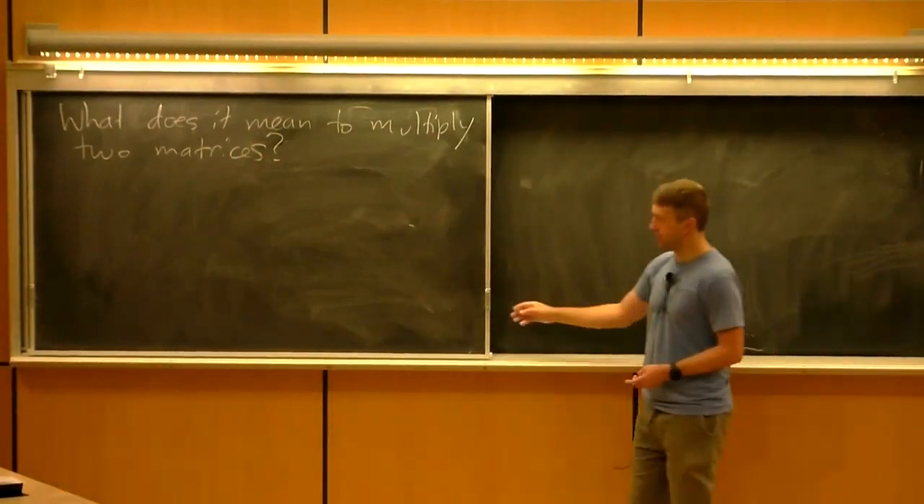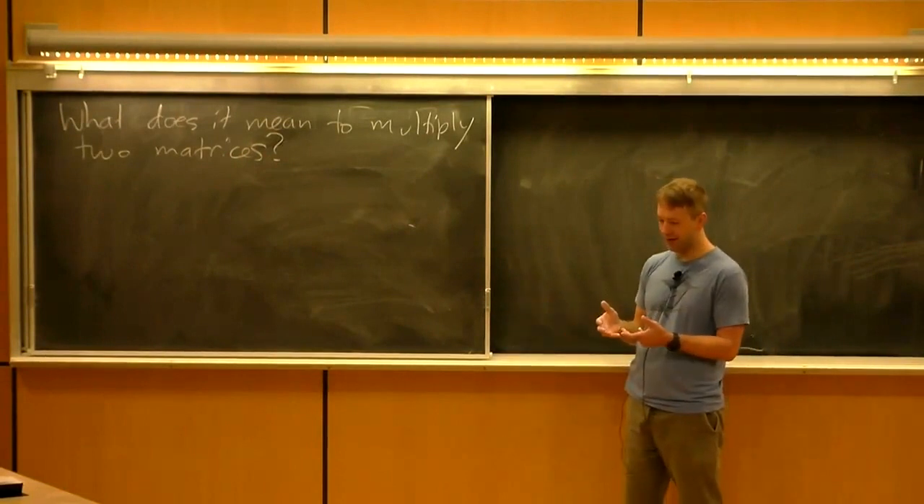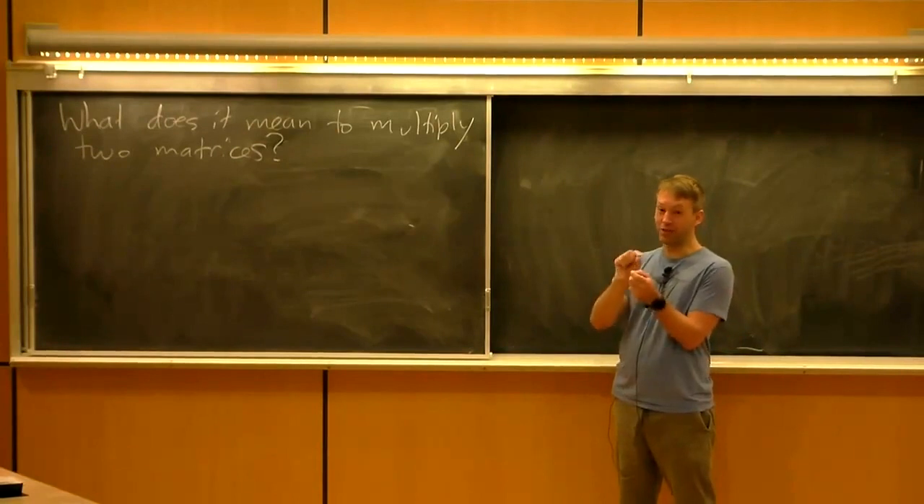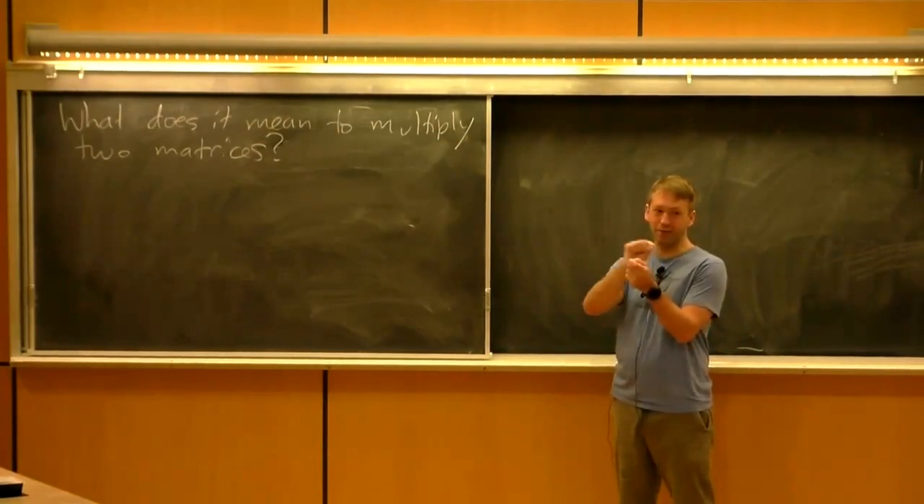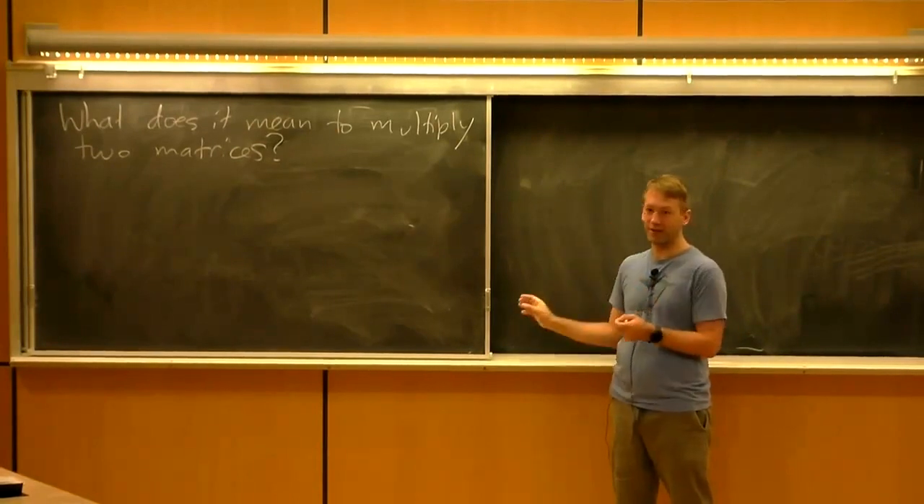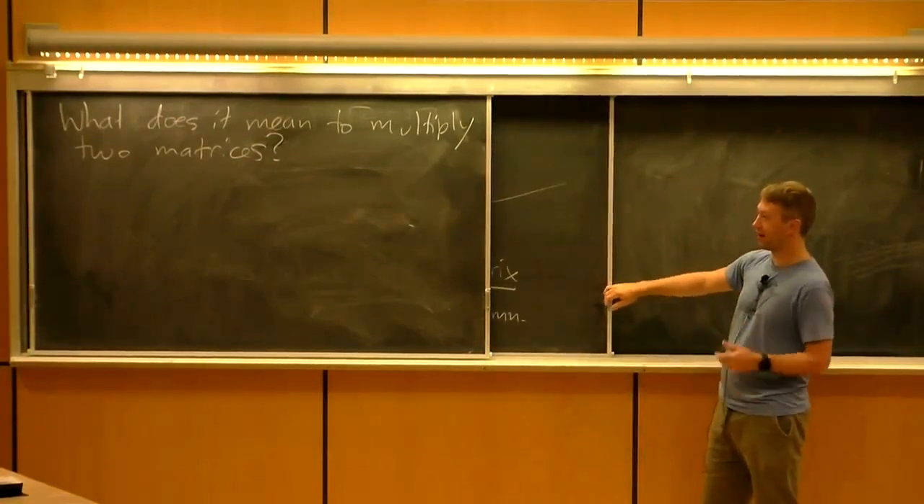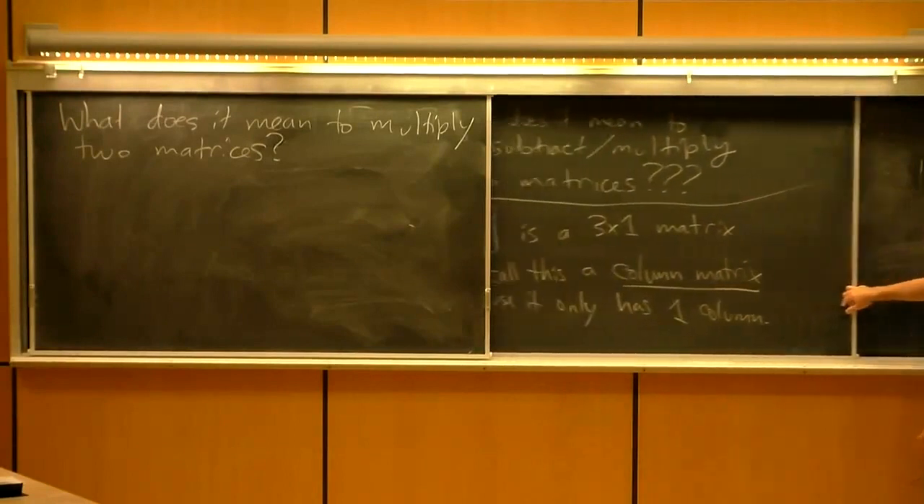If you've never seen this before, then probably whatever you're thinking as the answer to this question is possibly the wrong answer. So it's not the case. You don't just take the entries and multiply them all the way through the matrix or something. That's kind of the most obvious answer, but it's not the right answer, it turns out.